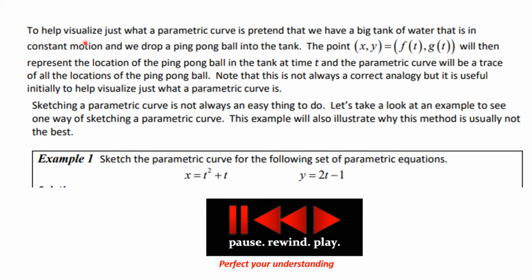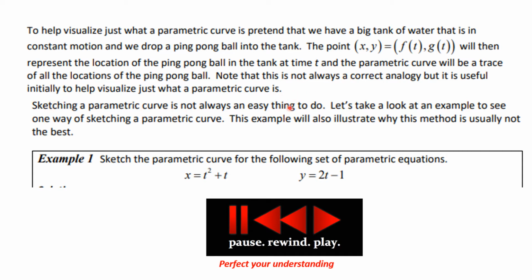To help visualize just what a parametric curve is, here's an analogy. Pretend we have a big tank of water that is in constant motion, and we drop a ping pong ball into the tank. The point (x, y) = (f(t), g(t)) will then represent the location of the ping pong ball in the tank at time t, and the parametric curve will be the trace of all the locations of the ping pong ball over time. Now this is not a perfect analogy, but it does give you an idea.